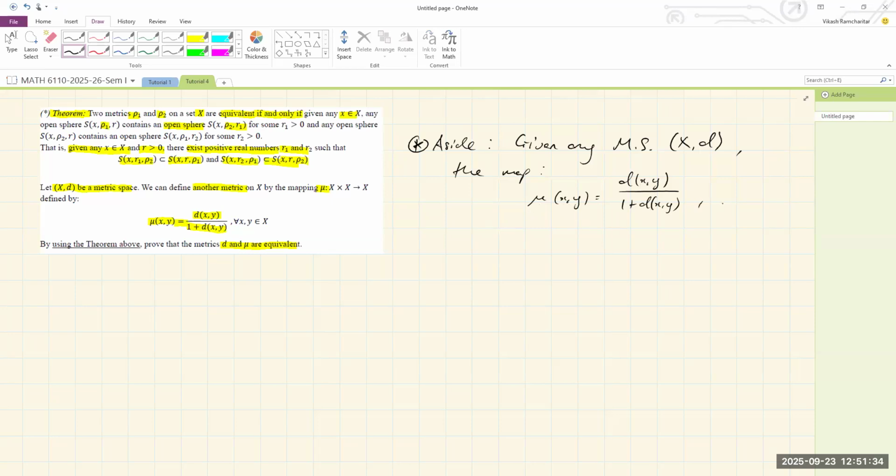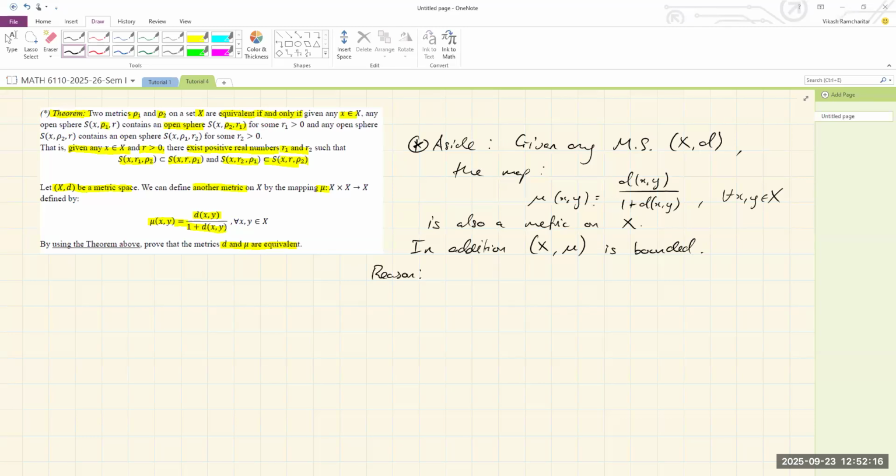So this map mu, for all x and y in X, is also a metric on this space X. Not only is this map also a metric on the space X, but in addition, this metric space X with respect to mu is a bounded metric space. And the reason is as follows.